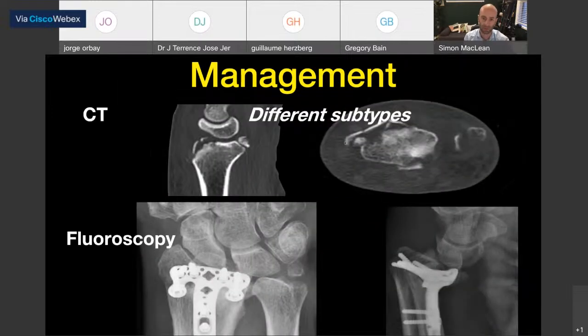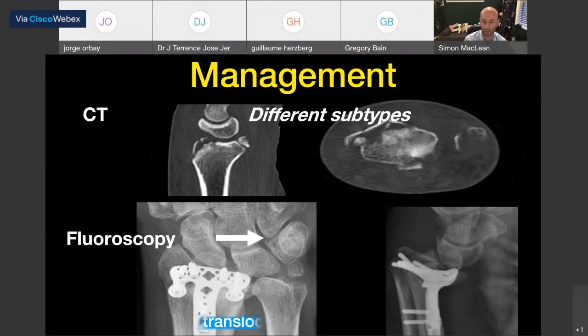When we look at the management of these injuries, I would recommend a CT scan for every single one of these, and then you can define the different subtype of fracture, which will help you plan management. Intraoperative fluoroscopy is really helpful, and it's important to perform provocation maneuvers on the wrist. I like to put a radial to ulnar deviation force on the wrist to try and simulate ulnar translocation, and then also a dorsal to volar force to see whether the carpus will subluxate. You do this once you've fixed the rim fracture to see whether your fixation is adequate.